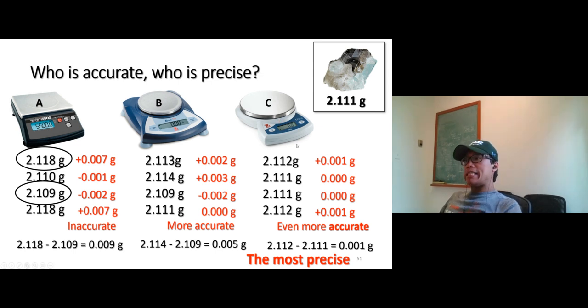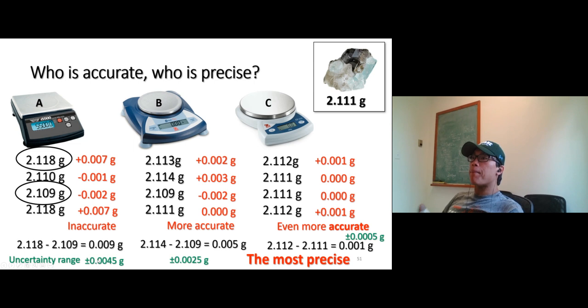Okay. In statistics, if you take stats, you might have heard the term uncertainty range. Basically, we take the gap right here divided by 2, and we use the plus minus sign. When you report the number, this is how we do it. We average out all the measurements.